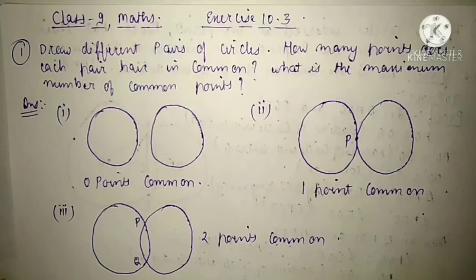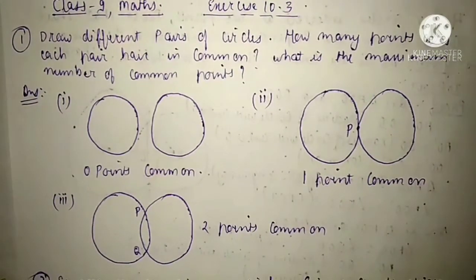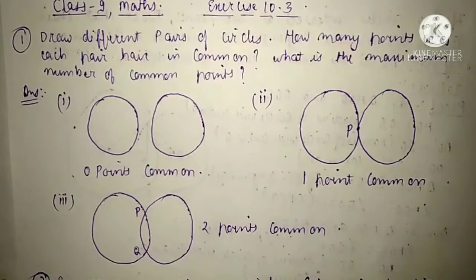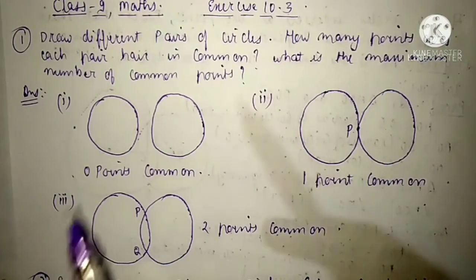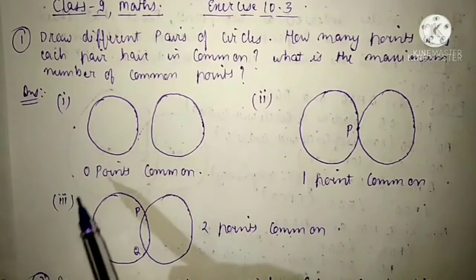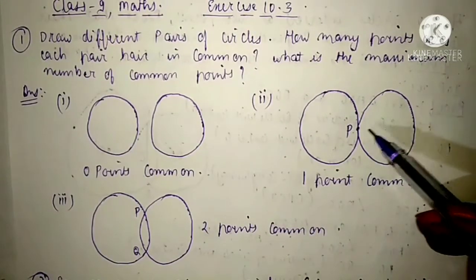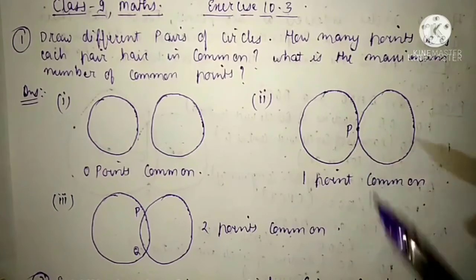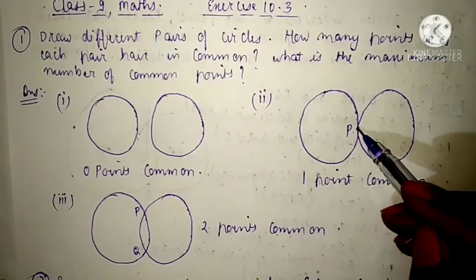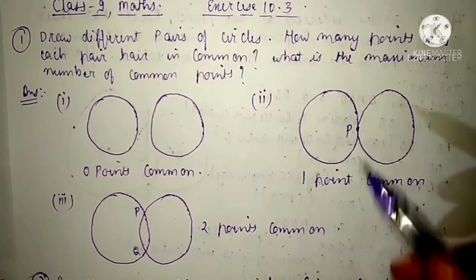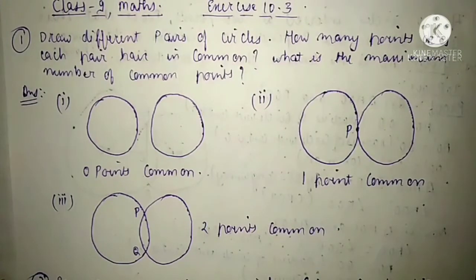Now in this we have to tell in how many ways we can draw two circles. Okay, first way will be like this. There will be no common point between two circles. Okay, this is first circle, this is second circle, and there are zero common points. And second will be like this, only outer point will touch both the circles. Okay, so there is only one common point in this type of circles. Okay, so there is only one common point, that is P.